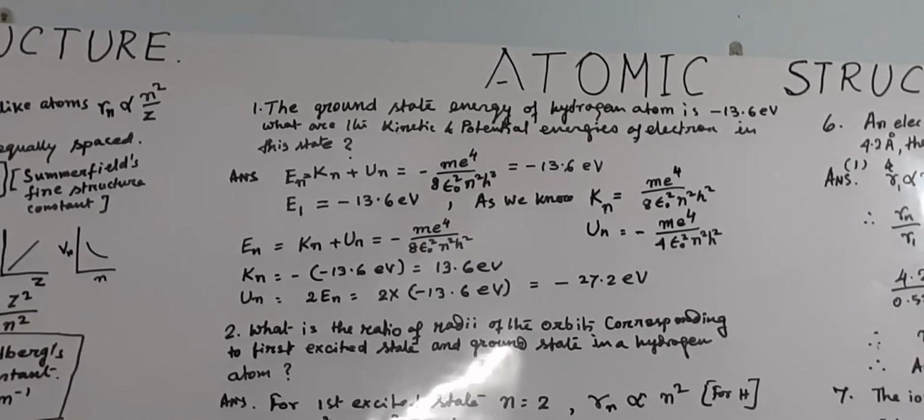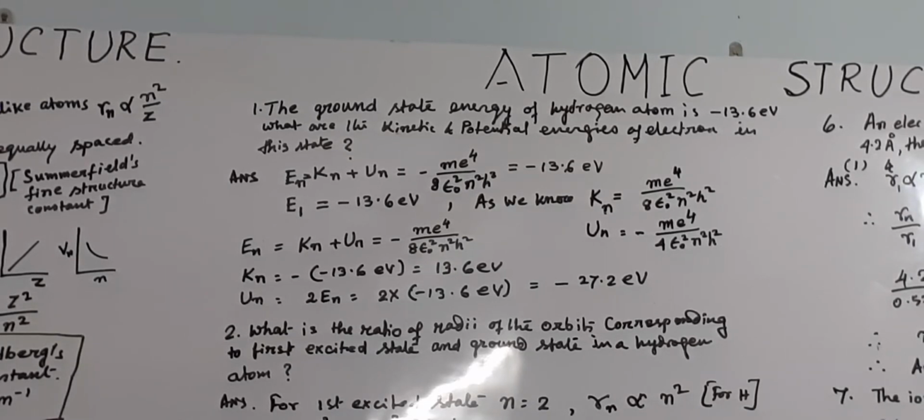Now as we know, kinetic energy is m e to the power 4 by 8 epsilon naught square n square h square. Therefore, potential energy will be double the total energy. That is, kinetic energy will be minus total energy, which will give you 13.6 electron volt.